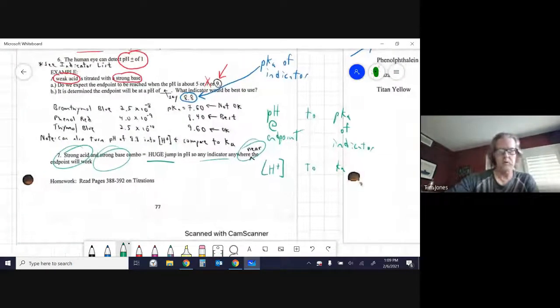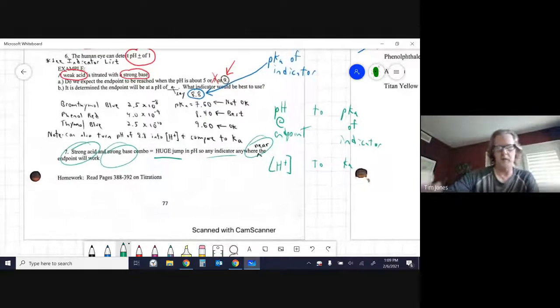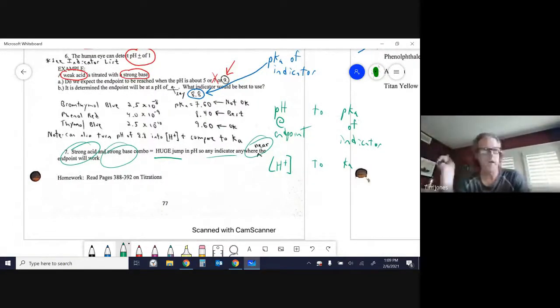And that should do it. We'll be doing a lab with titrations and a few different homeworks. And that takes care of this section of notes.